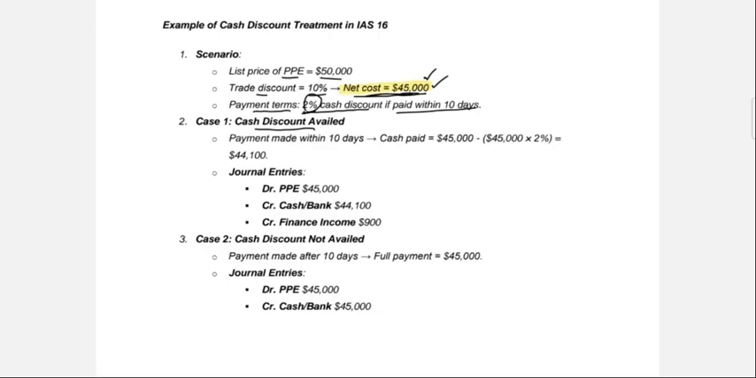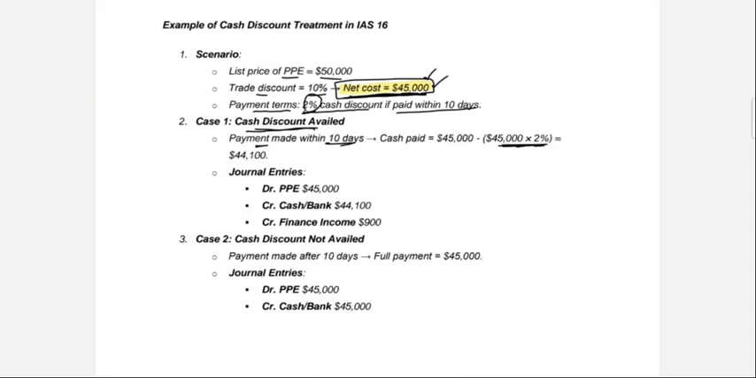affect the value of your asset. The value of the asset is this 45,000. This is the value of the asset because trade discount has impacted the value of the asset, just like we have talked about right now. But cash discount is not going to affect the value of the asset. It is only going to affect the amount which you're going to pay. So let's say if we avail the cash discount, which is the payment we make within 10 days, the cash discount will be 45,000.